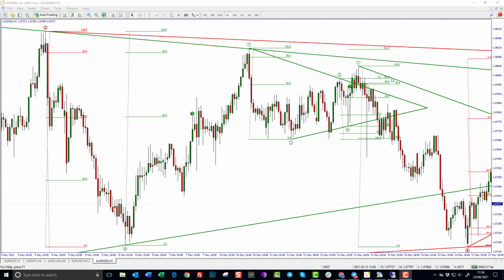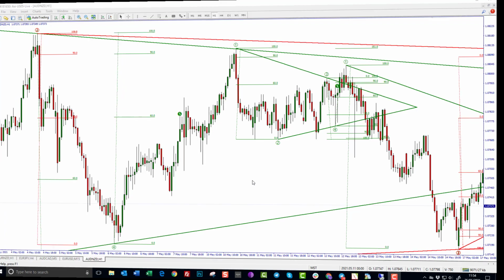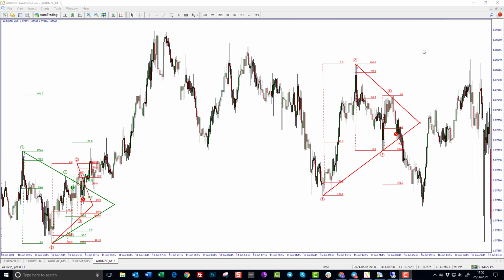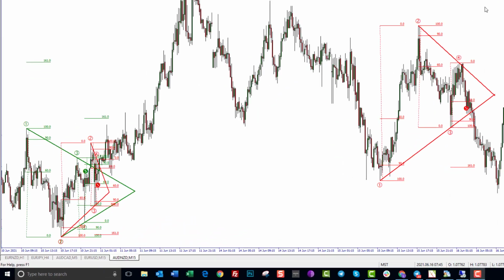So we had an entry at number 3, which was a failed entry and stopped out, and an entry at number 4, which was successful. And as long as we've got a positive risk reward, entry number 4 would have made more profit than the loss on entry 3, and we make money. Here we have two nice examples of a bullish and a bearish symmetrical triangle playing out.